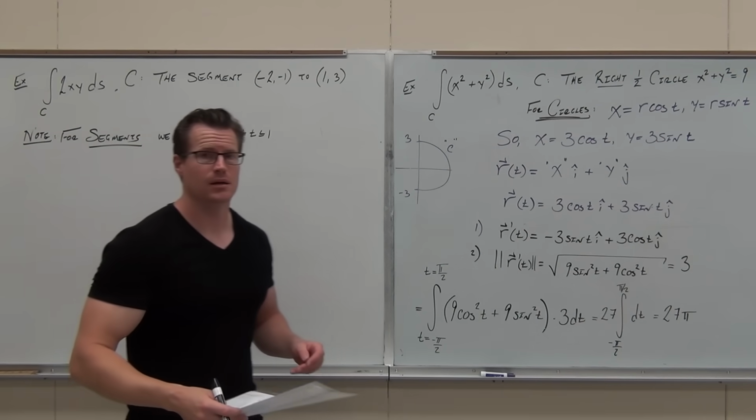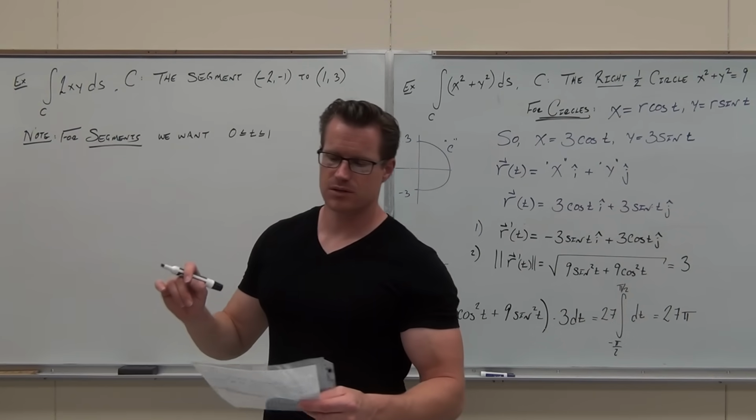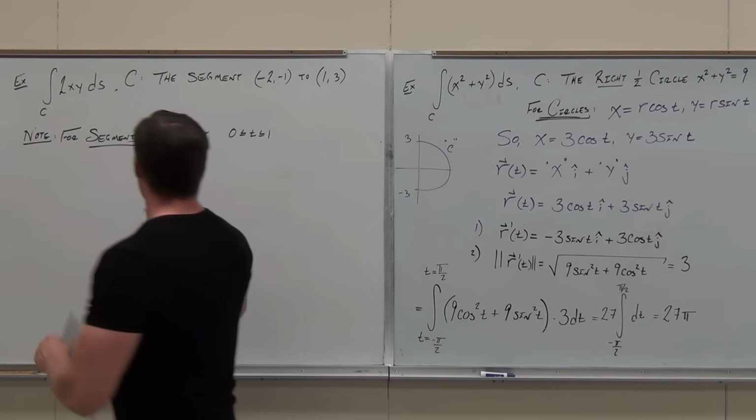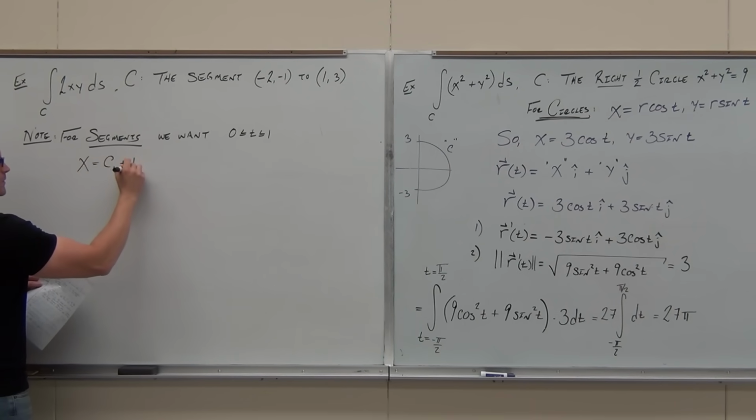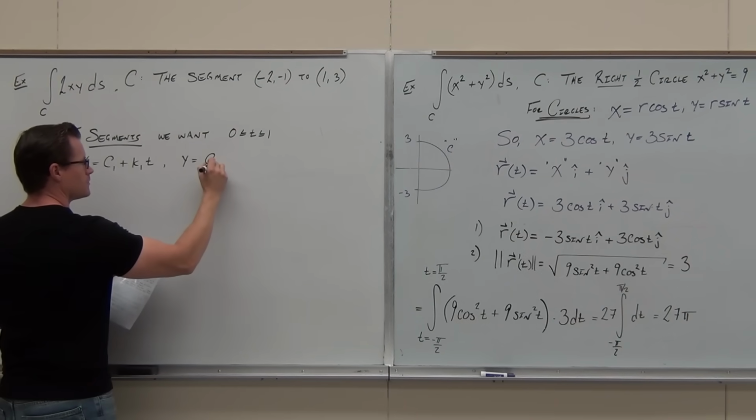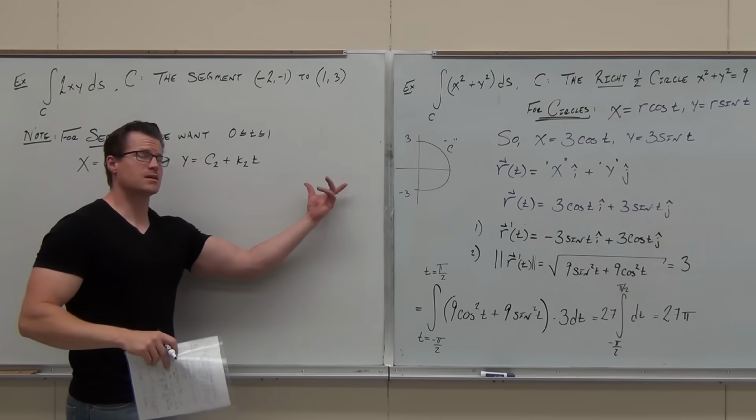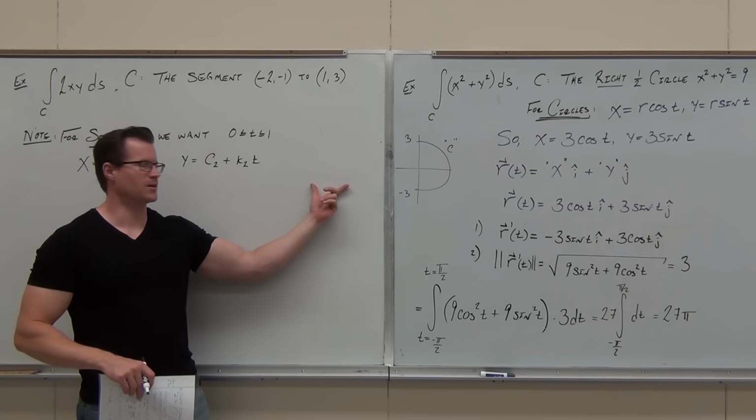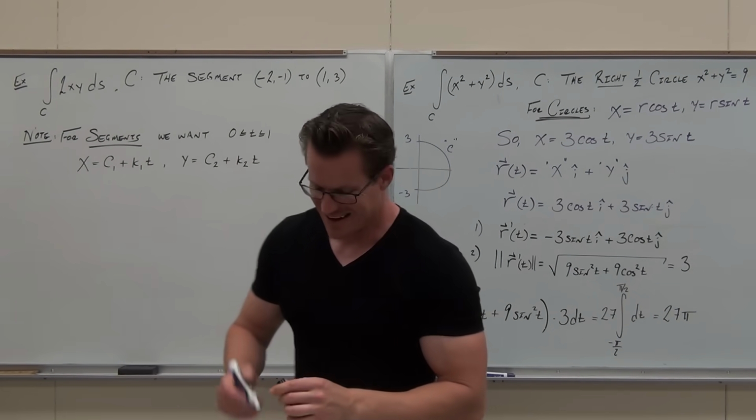We want that. So we're going to force it to happen. All of these things for segments are going to look like this. It's not magic. It's not a coincidence. All of your segments are going to look like this. And if you had a z, it would be c3 plus k3 t. C3PO? No, okay. That's not it. I had to throw a Star Wars one in there somewhere.